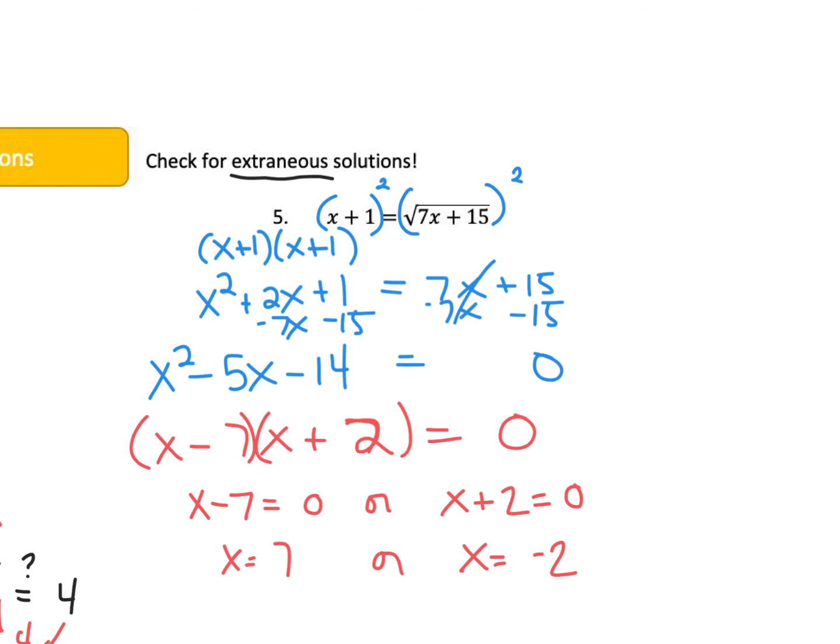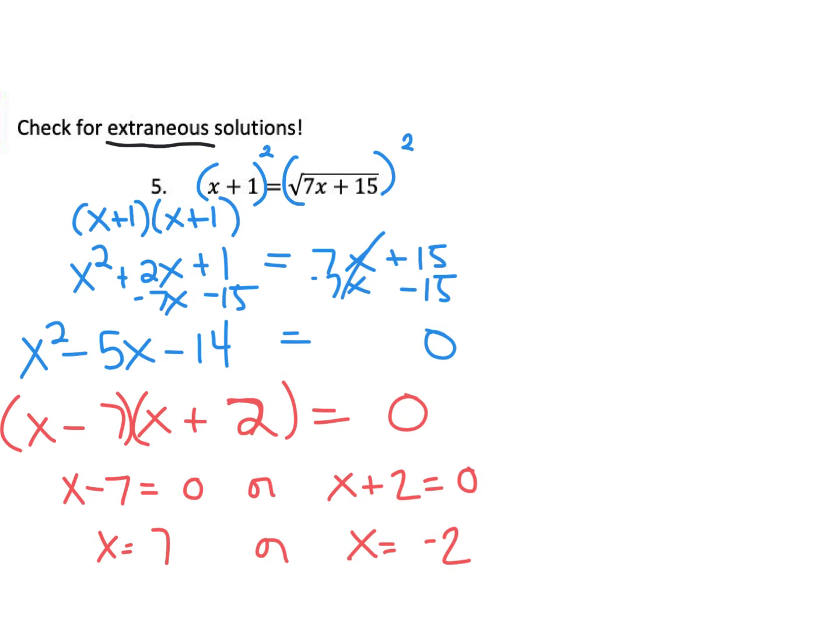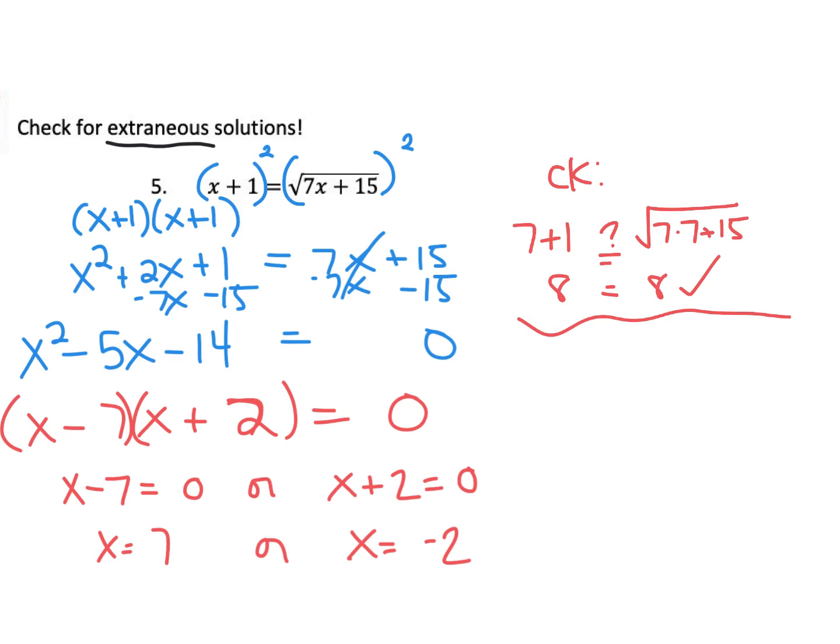Now, I definitely need to check this one. So I'm going to check my first answer of 7, which would mean 7 plus 1. Does that equal the square root of 7 times 7 plus 15? I would get 8 on the left. On the right I'd have, let's see, 49 plus 15 would be 64, and the square root of 64 is 8. Okay, so that one works.